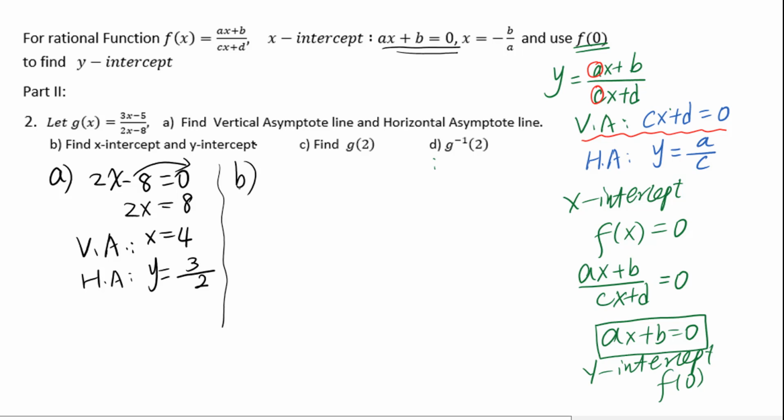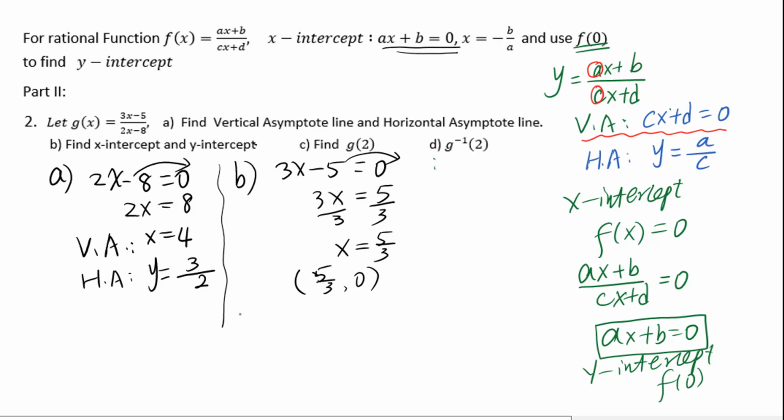For B, find the x-intercept. We will make the numerator equal 0. Then solve. You will get 3x equals 5, divided by 3. X equals 5/3. So we have x-intercept 5/3, 0. This is the x-intercept.